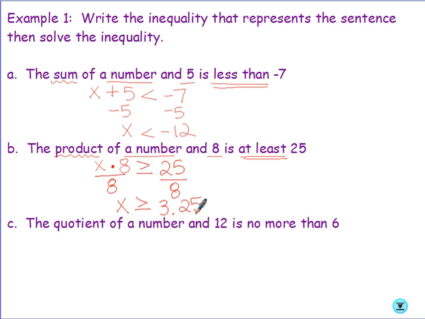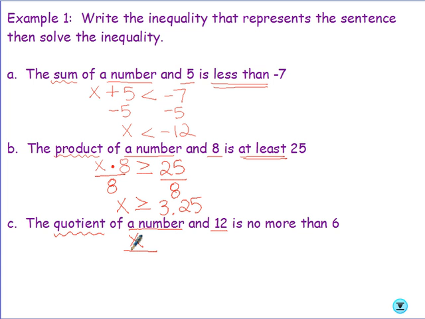Last problem. The quotient of a number and 12 is no more than 6. We know quotient means division. Well, in high school, we don't use old-fashioned division symbols. In high school, we use a division bar or a fraction bar. So we are dividing a number and 12.